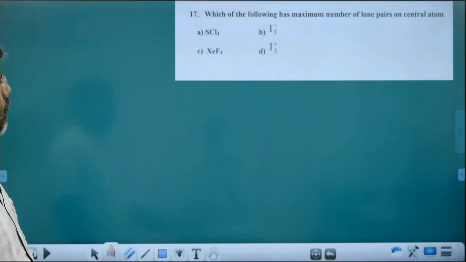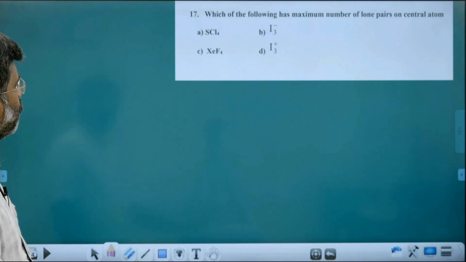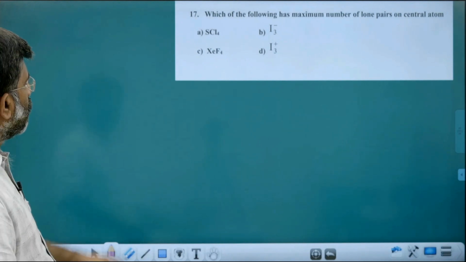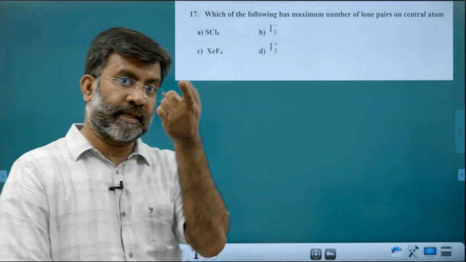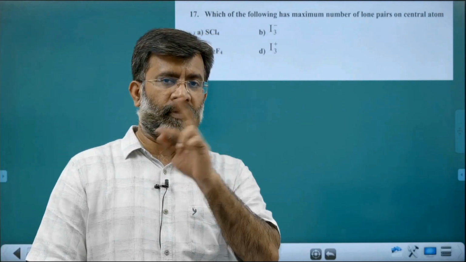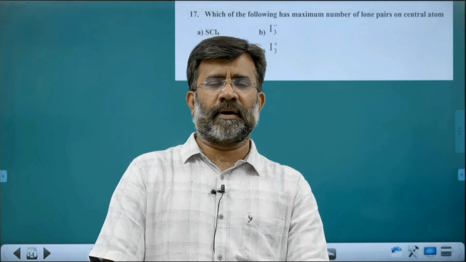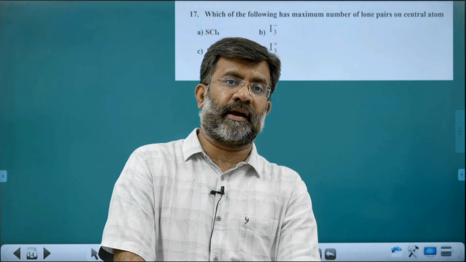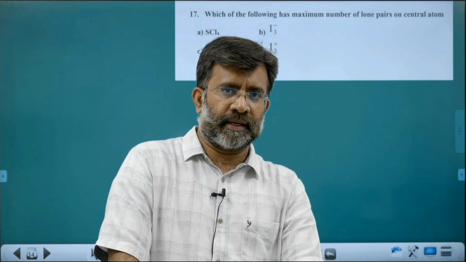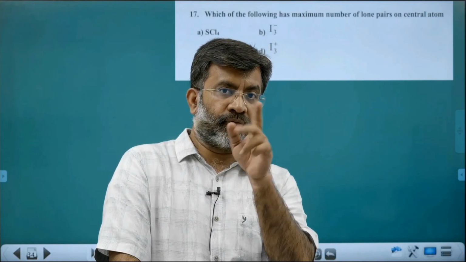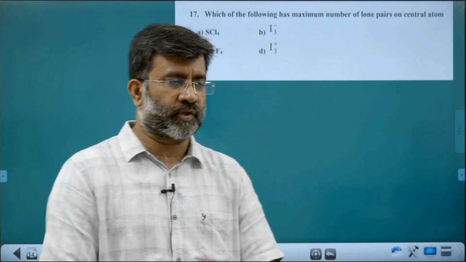Maximum number of lone pairs on the central atom. SCl4, we worked out earlier. SeCl4 and SCl4 are the same. It is seesaw shape. Earlier we worked out sp3d hybridization. Seesaw shape, one lone pair. It is AB4E type, seesaw shape.